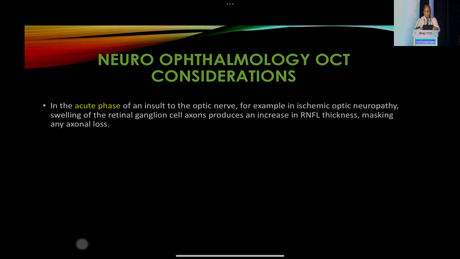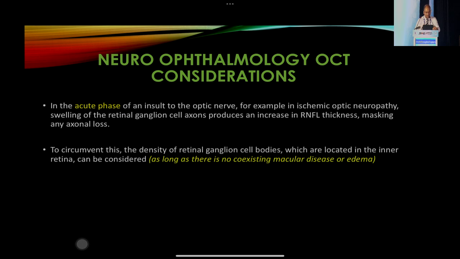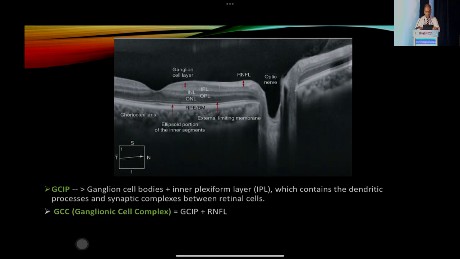Neuro-ophthalmic OCT considerations: in the acute phase of insult to the optic nerve, for example in ischemic optic neuropathies, there's swelling of the retinal ganglion cell axons, which produces an increase in RNFL thickness, and therefore any axonal loss gets masked. In fact, we get thickening there. To circumvent this, the density of the retinal ganglion cell bodies, which are located in the inner retina, can be considered, as long as there is no coexisting macular pathology.